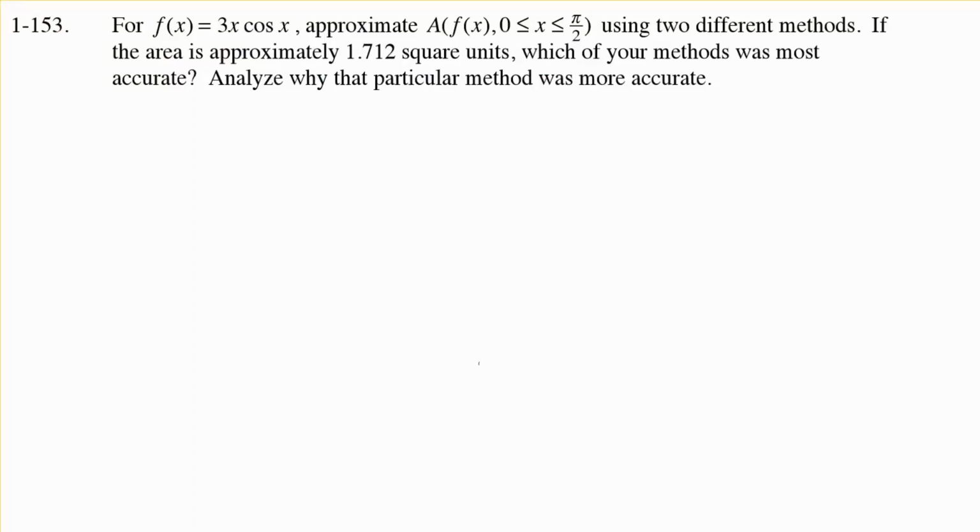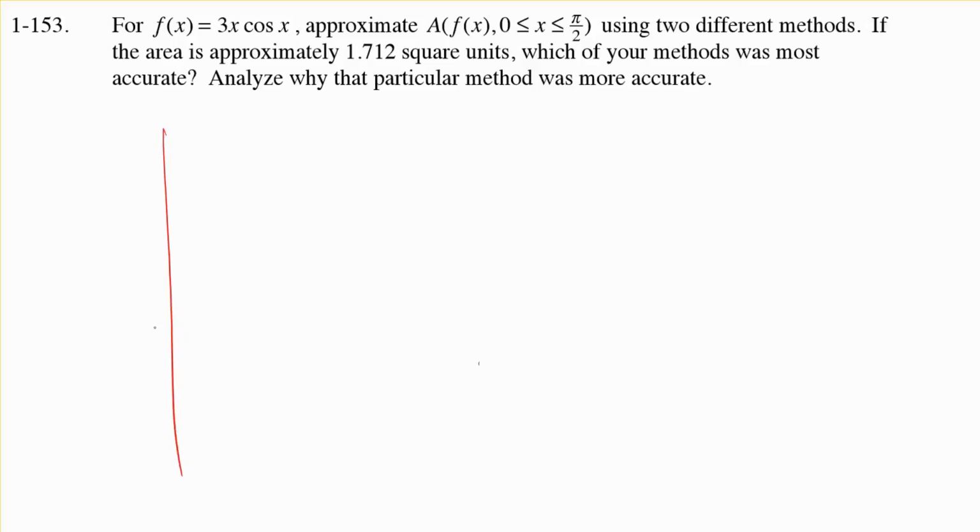Let's take a look here at 153. I think this is a good skill check for a couple of things: graphing, area under the curve, and then estimating is always a good idea. So the first thing we want to do is f of x equals 3x cosine x, and approximate the area from 0 to pi over 2.